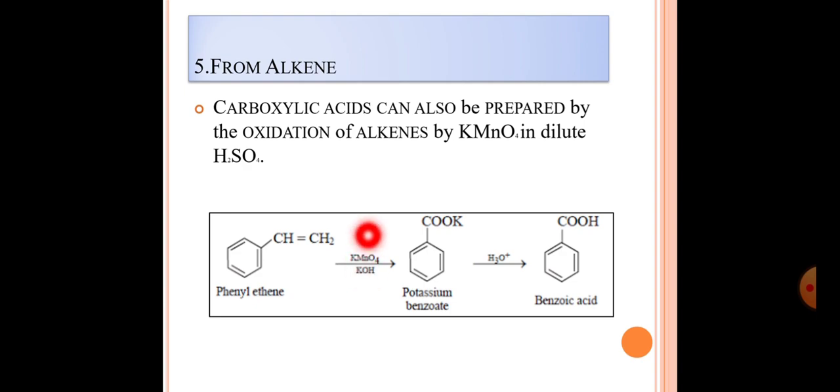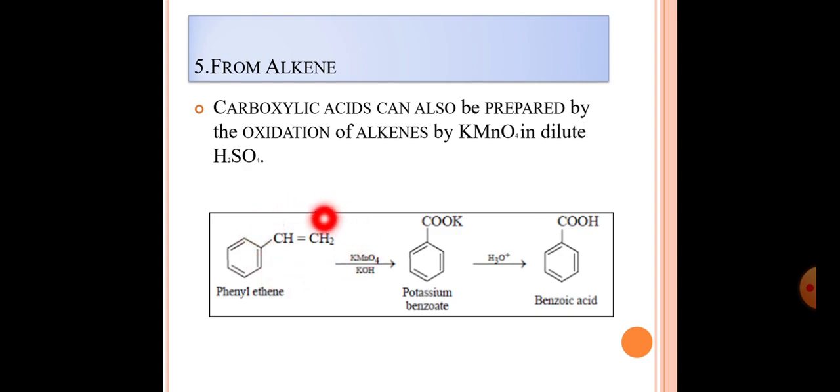KMnO4 and KOH, these are the reagents we are using. KOH is present, so which salt will form? It is potassium salt. What is the name of that potassium salt? Potassium benzoate. The double bond gets converted to the potassium salt on reaction with KMnO4 and KOH. KMnO4 in dilute H2SO4, you can see here. So potassium benzoate is prepared, and on further hydrolysis it gives the same benzoic acid. Step 2 is the same as we have just seen in the earlier reaction.